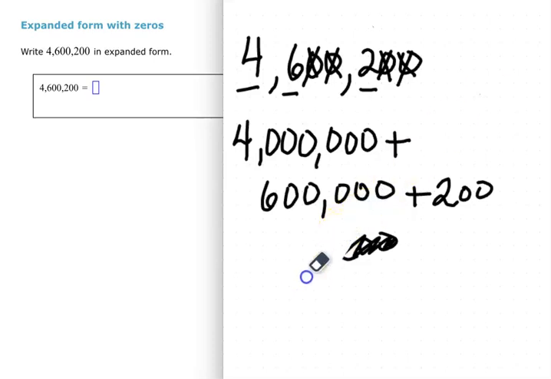But just so we can see that this is a tricky problem, because I do know students see all those zeros and then they panic. Let's just do one more.